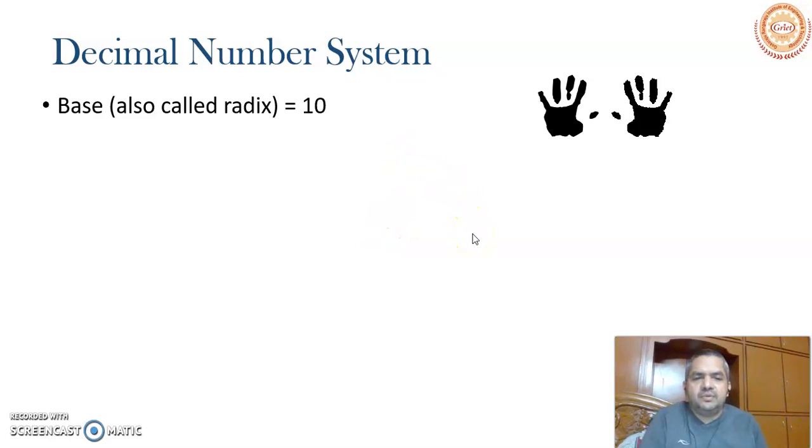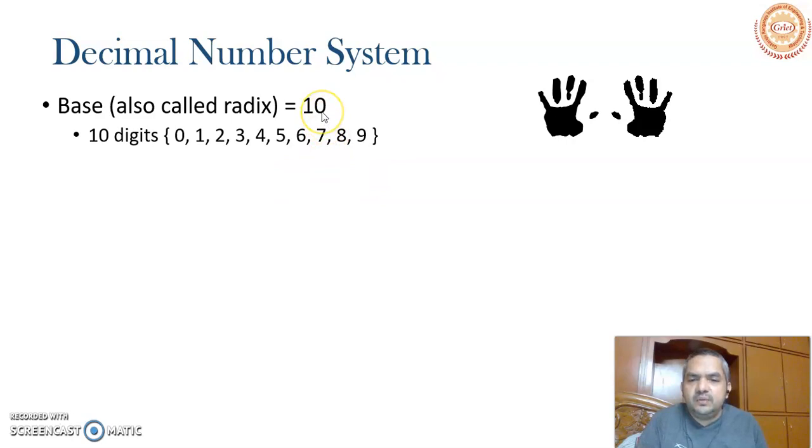normal type of transactions. For this, the base is 10, also called the radix. Here the meaning of base 10 is there are 10 possible digits in this number system, or 10 different symbols. 0 is a symbol, 1 is a symbol, 2 is a symbol, like that from 0 to 9, in total there are 10 digits. So for this the base is 10.